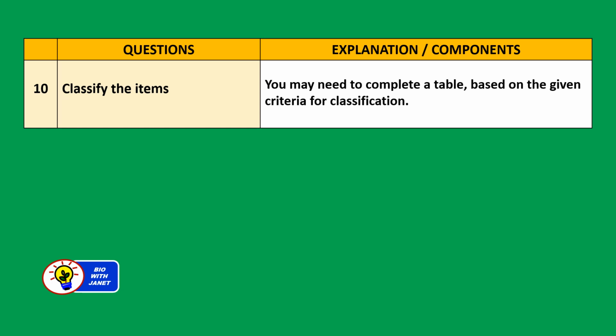Next, we are going to classify the items. And to do this, you will probably need to complete a table based on the criteria that's given for classification. Let's look at some examples. Classification.